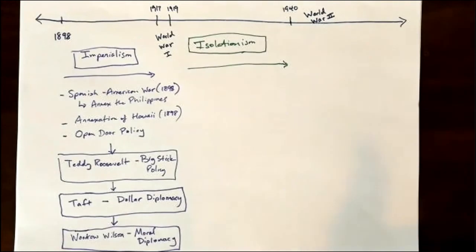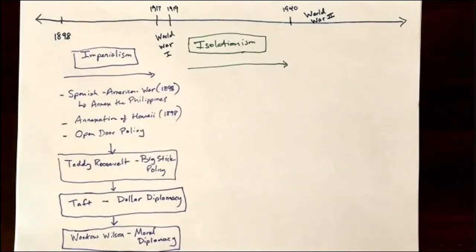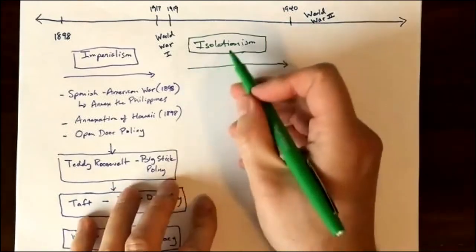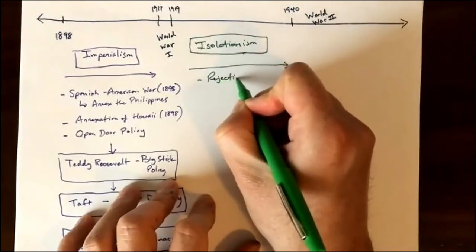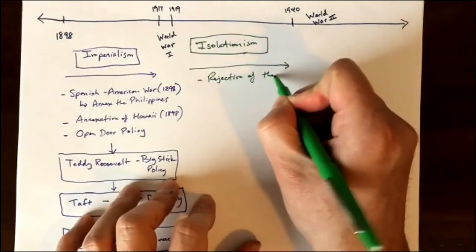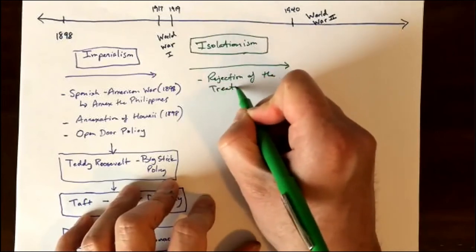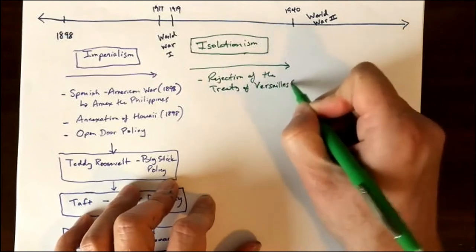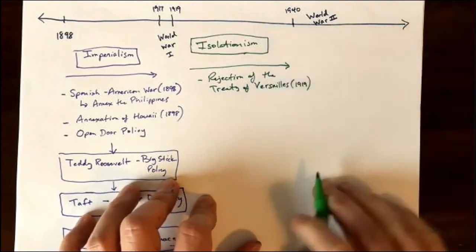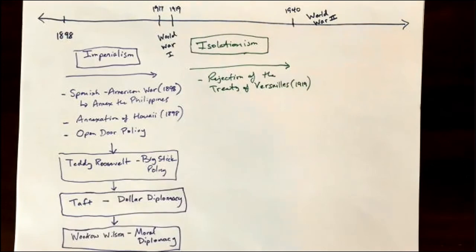And there's a number of things that happen that demonstrate these feelings of isolationism after World War I. The biggest example, the one that you obviously have to know to understand isolationism, is the rejection of the Treaty of Versailles in 1919. So this is probably one of the greatest failures of Woodrow Wilson's presidency.